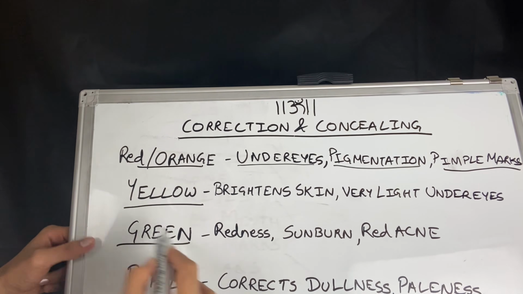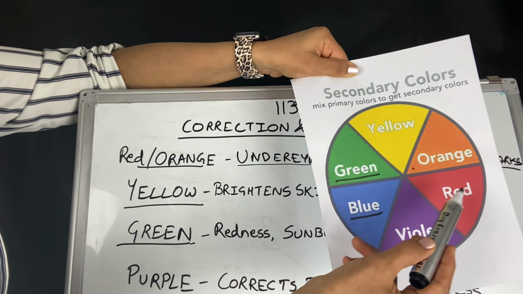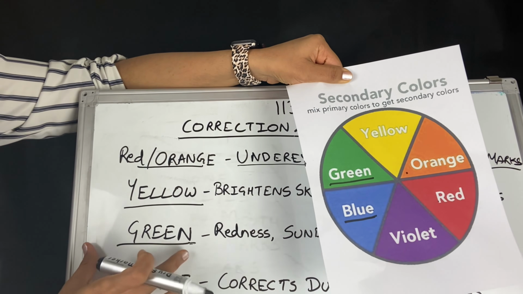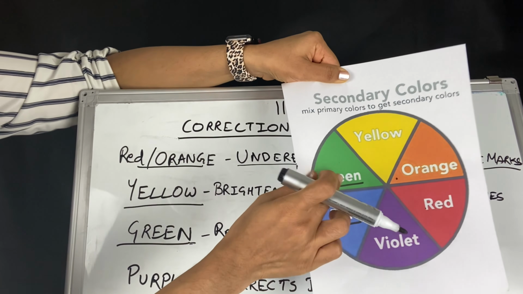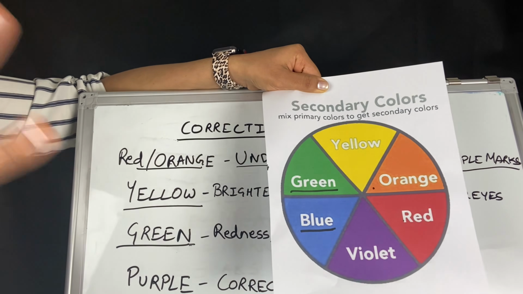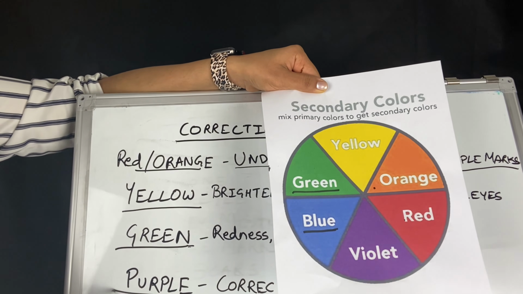Then next comes a green corrector. If you have redness, sunburns, everything that is red on your face, you have to kill that using its opposite color, that is green. The next comes purple, for a cool undertone, and if you have yellow dullness, paleness on your skin, to make your skin bright, we use a purple corrector.